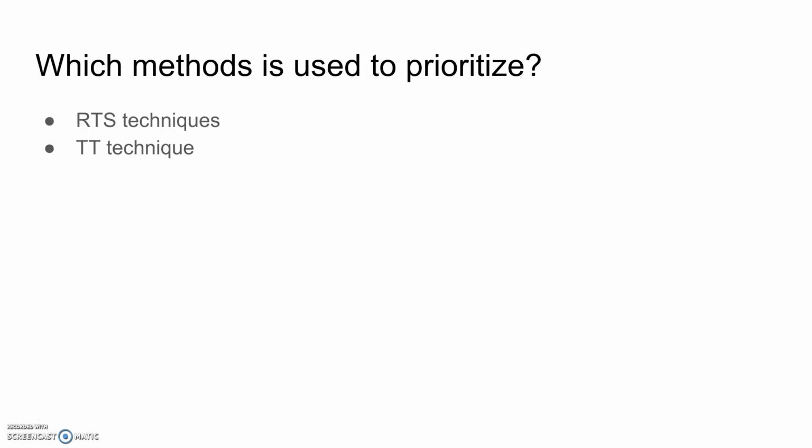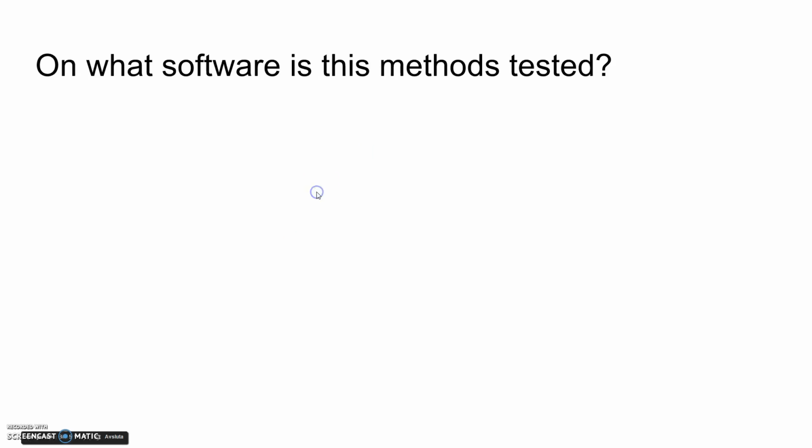In the TT article there is just one method used as a technique, and that is the TT technique. On what software are the methods tested? RTS is tested on the evolving software system, Model 1, and the fault removal process, Model 2. In this presentation I only talk about the results on the evolving software system. TT is tested on the programming library SAFE, Fast Input Output, SFIO, and also on a tool named Inkle.